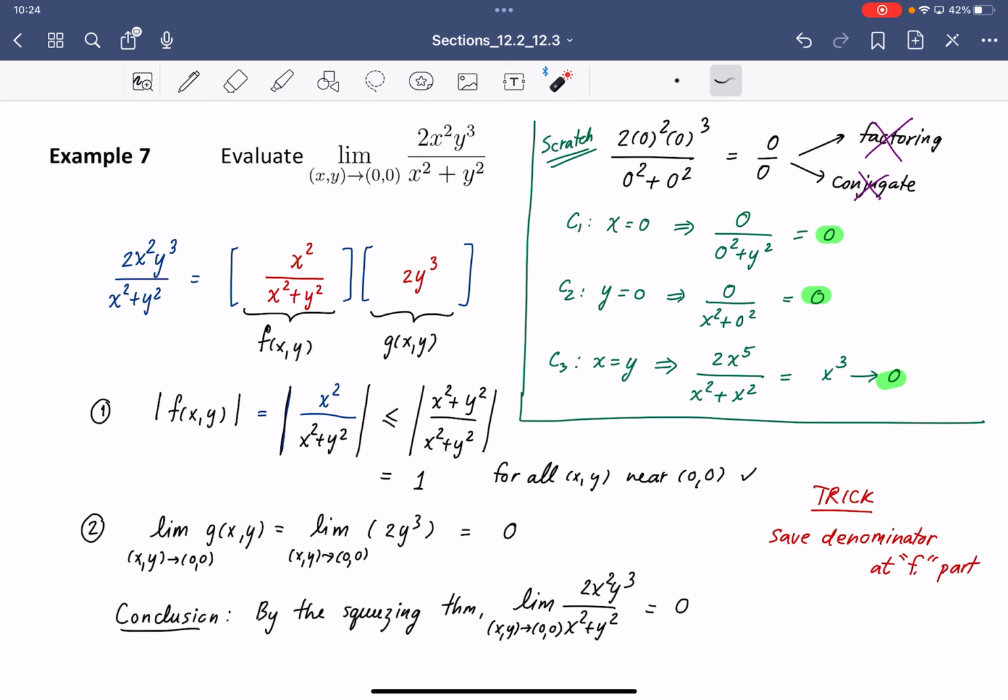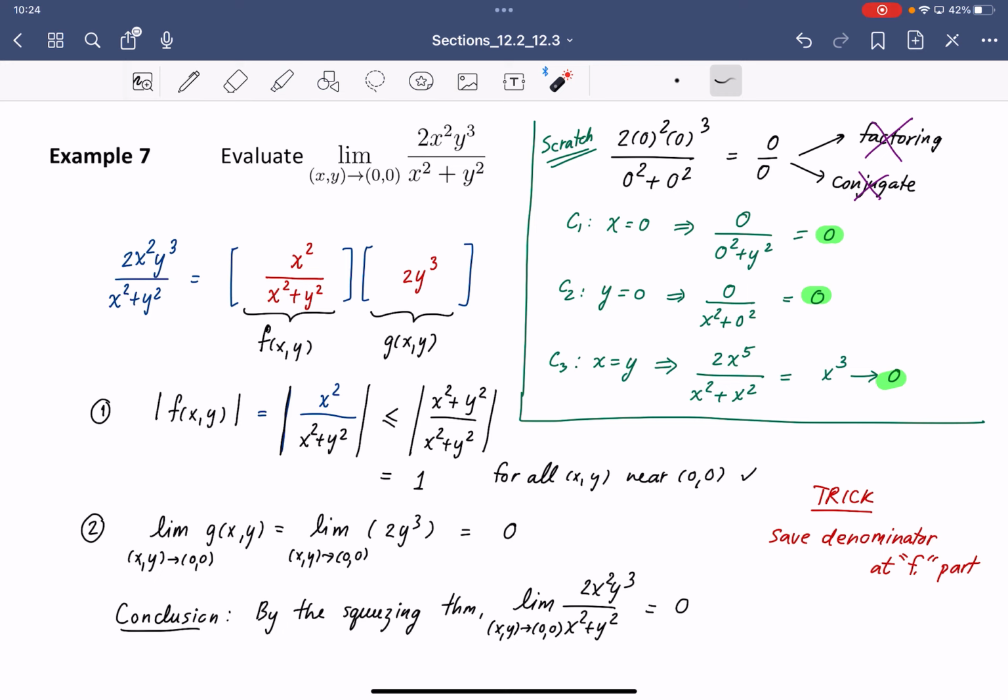Well, there is more than one choice that you can make. If you want to move the number 2 to the f part, that is okay as well. So there is more than one solution. Does it make sense?